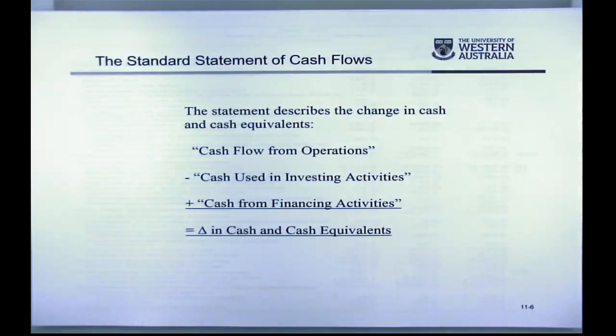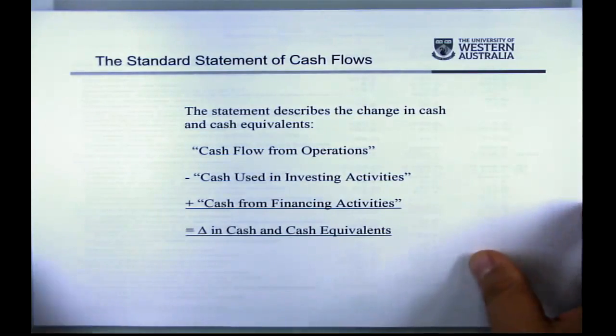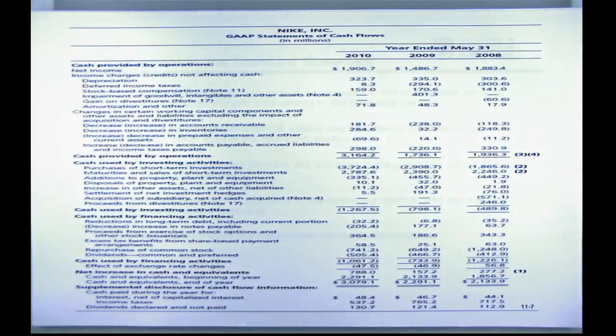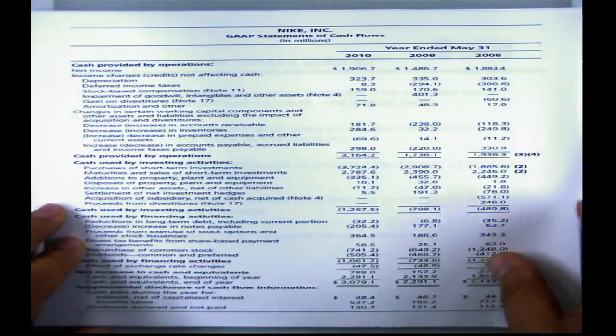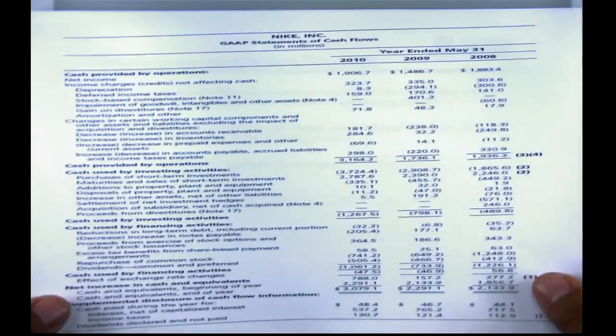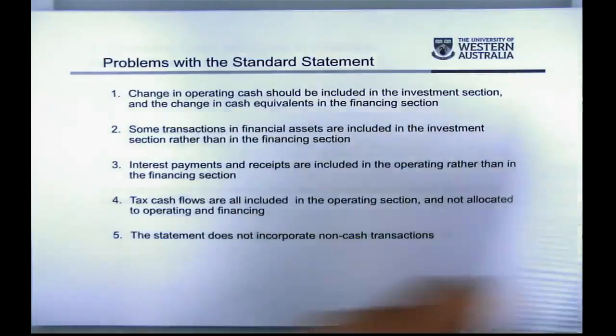Okay. The third method is to reformulate the statement of cash flow and calculate the free cash flow. This is the statement of cash flow for Nike over 3 years. Remember that the statement needs to be reformulated. We cannot take it as given. For many reasons, there are many problems in the statement.